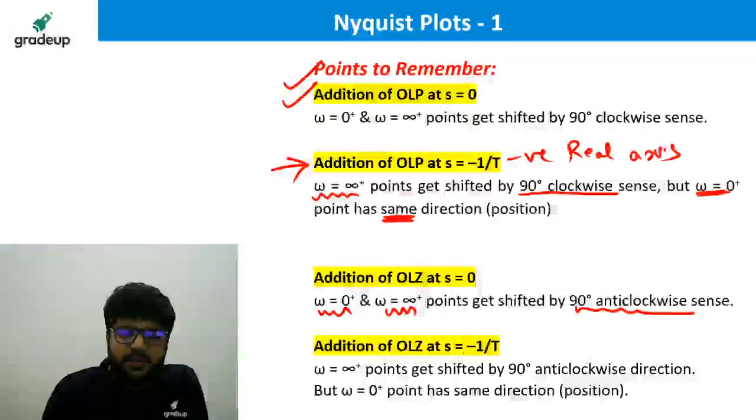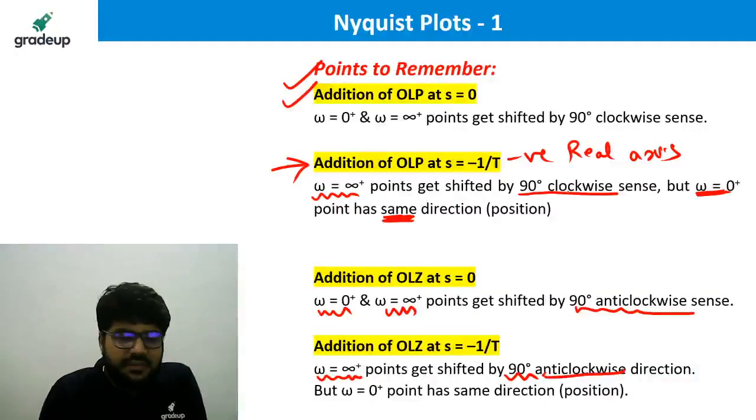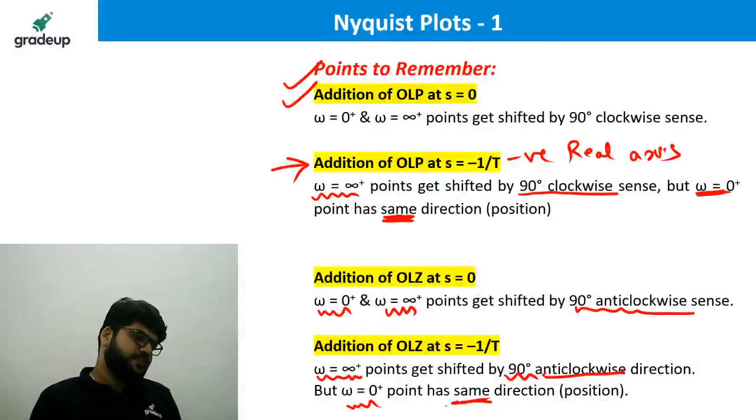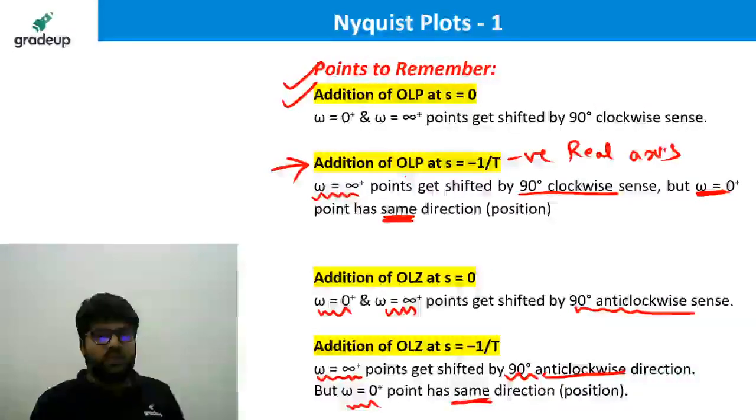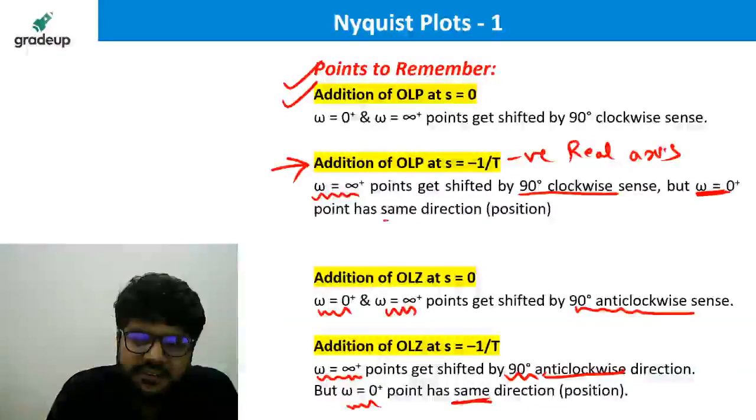And for the addition of an open loop zero at minus 1 by T on the negative real axis, only infinity plus will shift by 90 degrees, but anti-clockwise. We were seeing clockwise for the pole, with the zero it becomes anti-clockwise. Omega equal to 0 plus stays in the same direction. So the rules for the zeros will reverse.